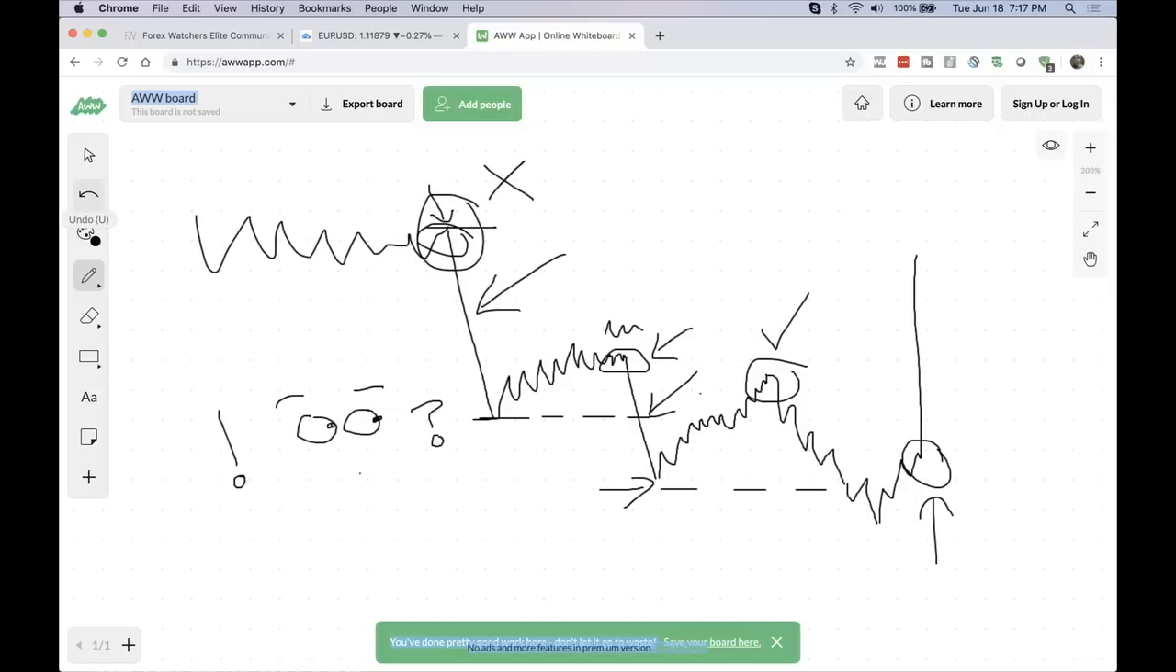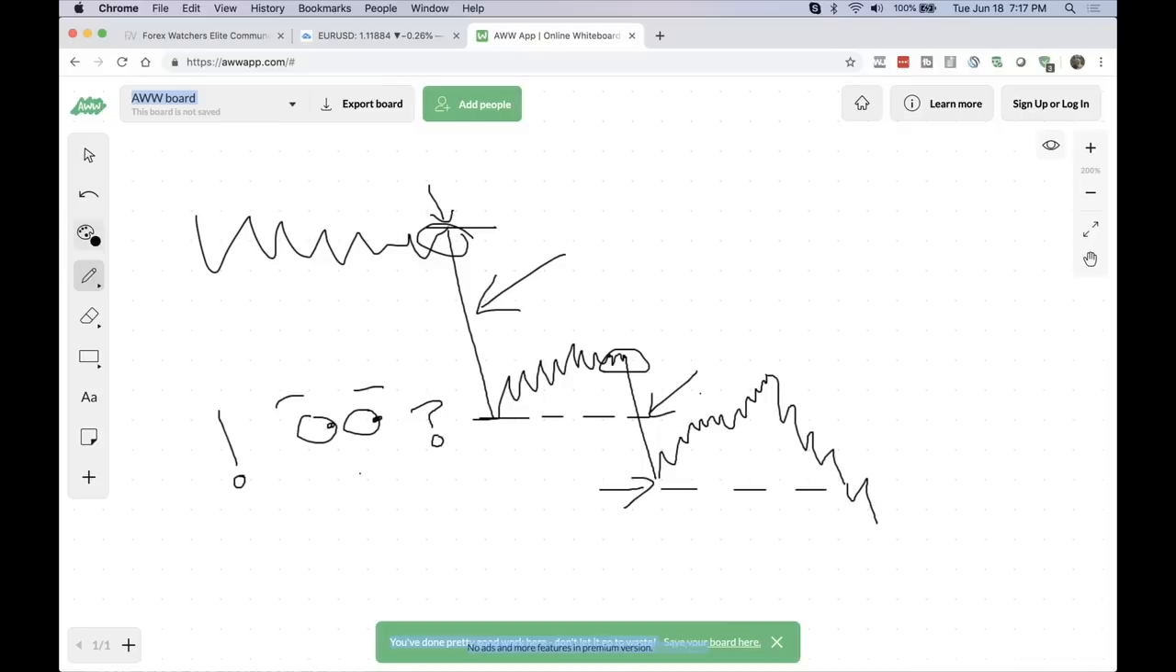Now the buyers are here. Now that the buyers are here, the first thing that happens is all the sellers, all the people who are selling, where's my marker? Yeah.